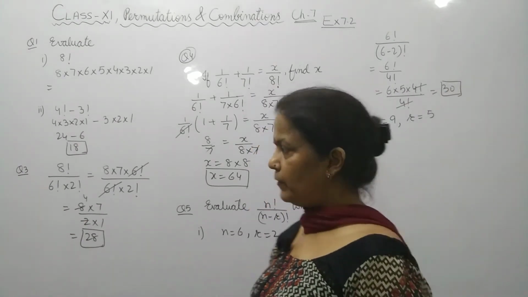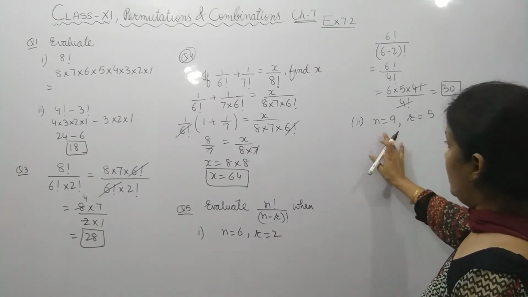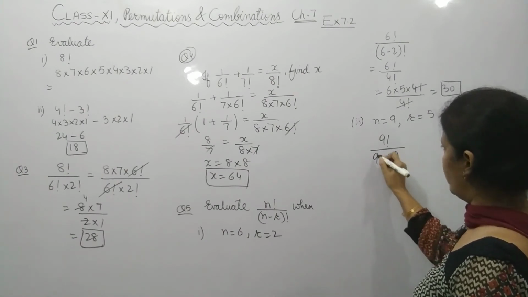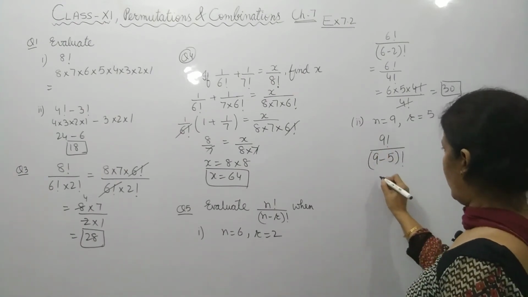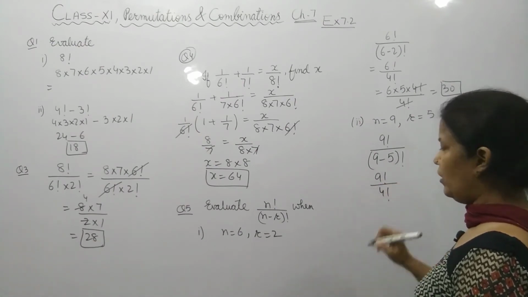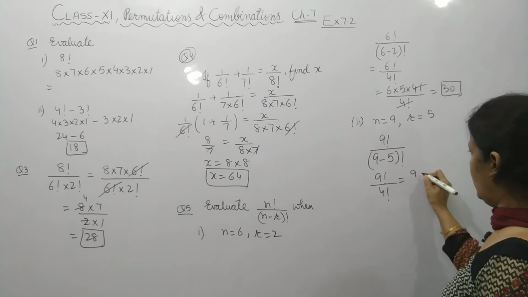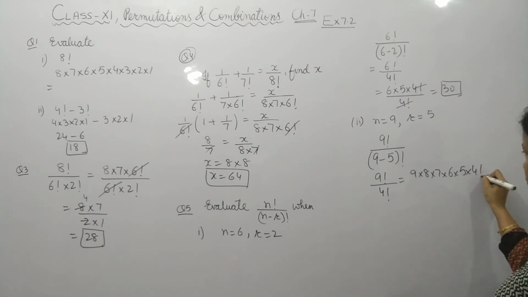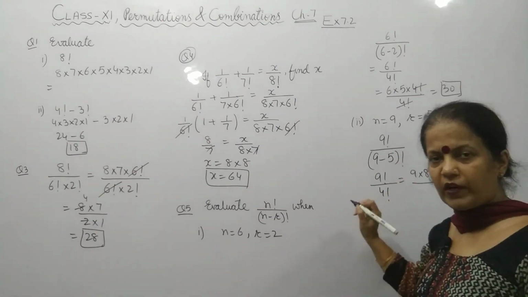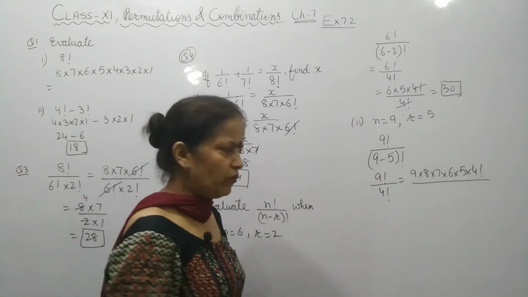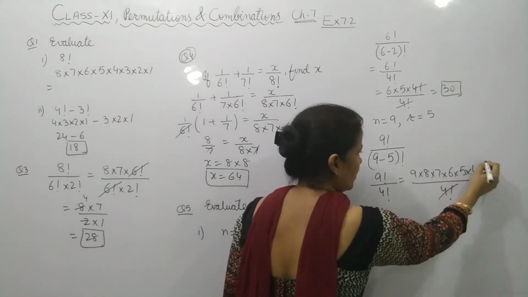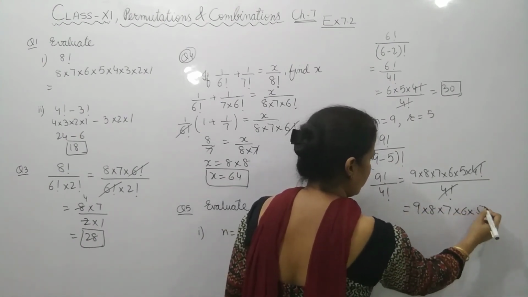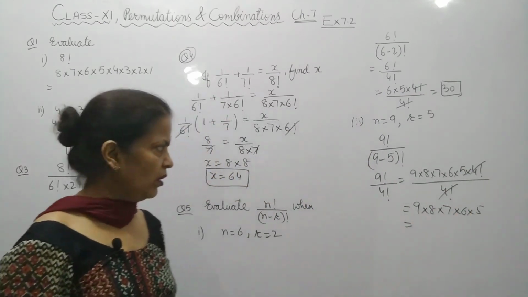Is it clear? Okay. Same for the second part. n factorial means 9 factorial upon 9 minus 5 factorial. Now expand it: 9 factorial upon 4 factorial. Now 9, 8, 7, 6, 5 and 4 factorial. Why are we going up to 4 factorial? Because in the denominator 4 factorial is there. 4 factorial cancel. So 9 into 8, 7 into 6 into 5. So multiply them together to get the answer.